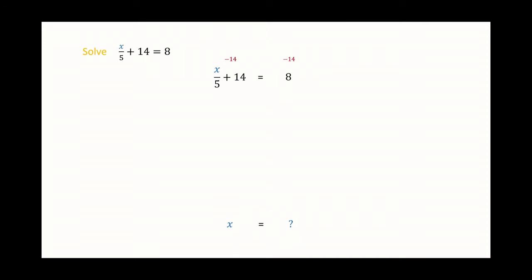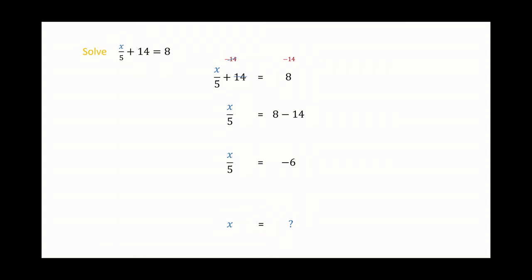Now, minus 14 and plus 14 gives you 0. So, they cancel out. And it's just x over 5 now. Over on the right hand side, 8 minus 14 can be easily calculated to give us just negative 6. Great! The whole equation looks much simpler now compared to the beginning of our problem. It's a hint that we are on the right track.